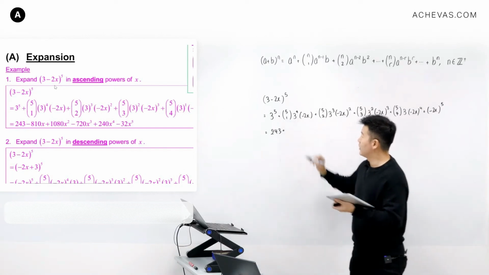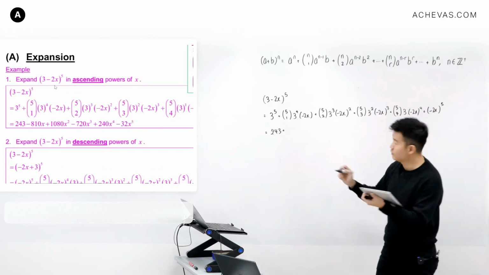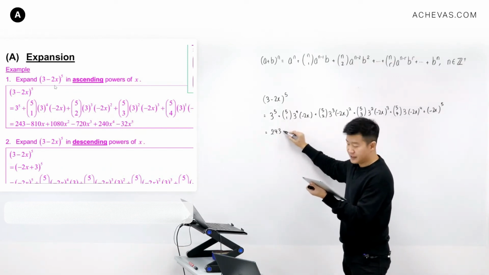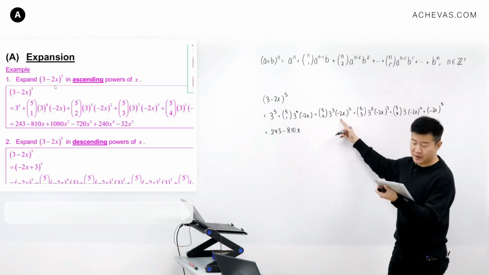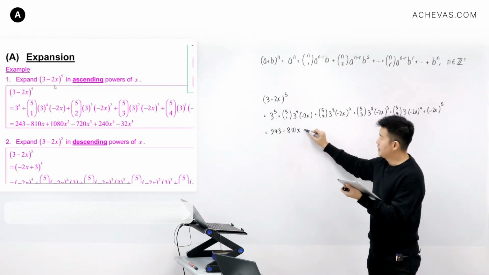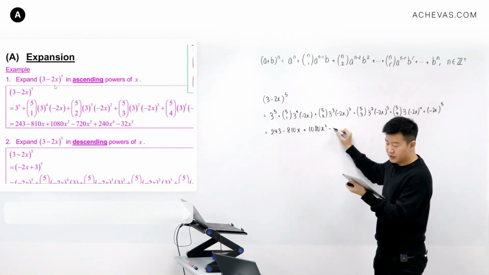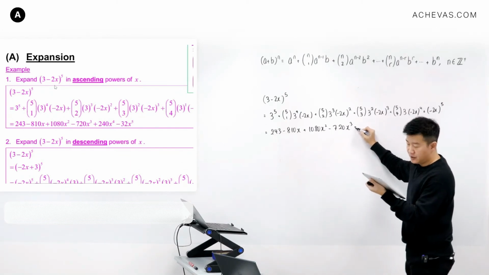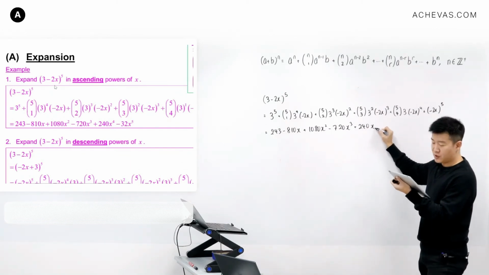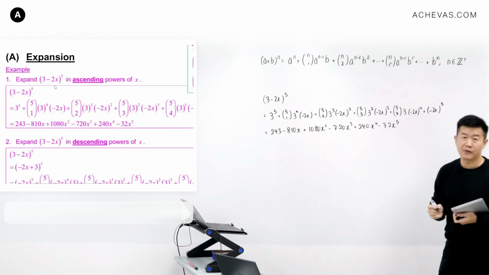And 5 choose 1, 3 to the power of 4 multiplied by minus 2. I'll just press this in the calculator. We will be getting this as minus 810x. Similarly, if I were to press this in our calculator, we'll be getting a plus 1080x squared. Then negative 720x to the power of 3. Then plus 240x to the power of 4 and minus 32x to the power of 5.